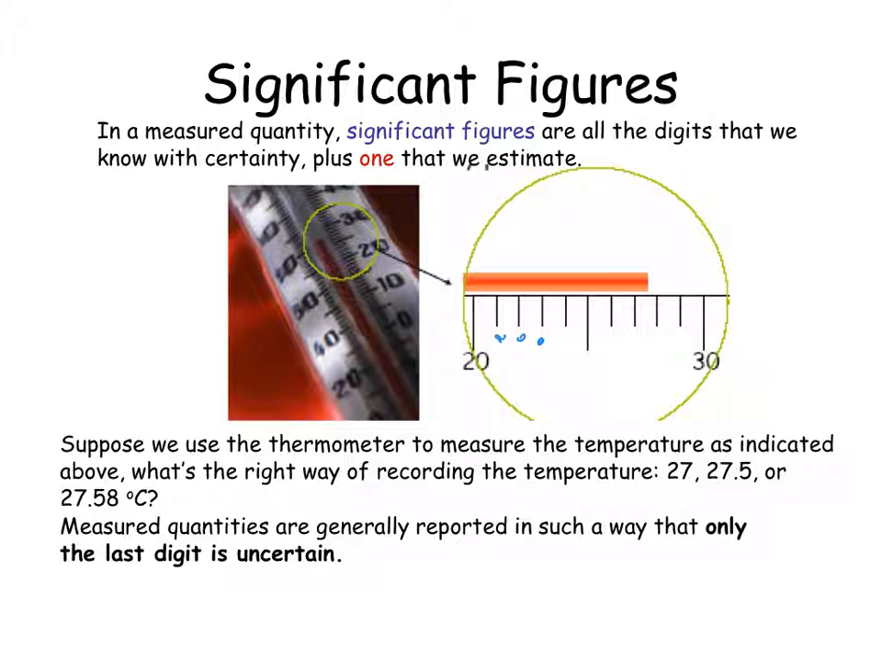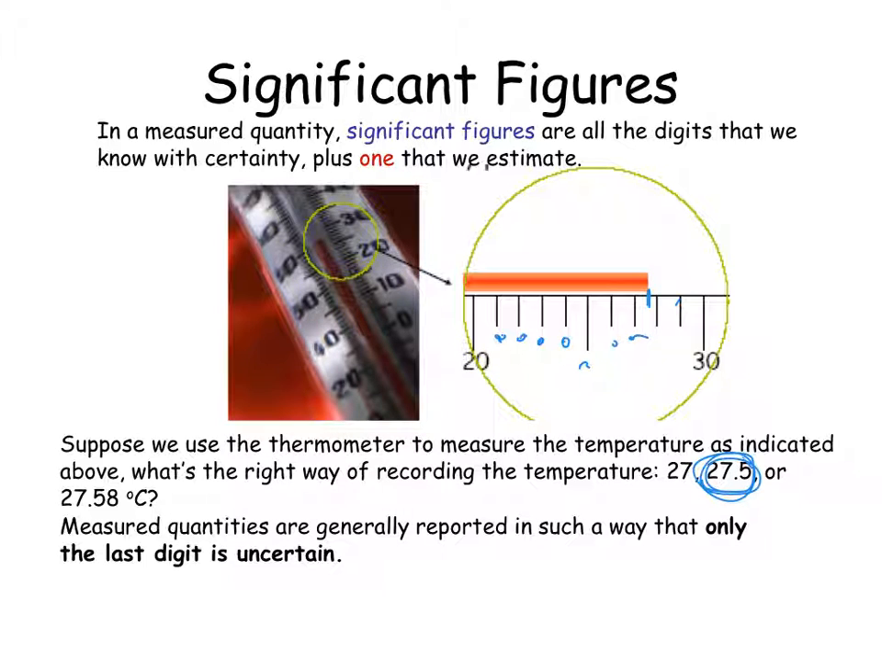So if we look at this, we know that it's 20, 1, 2, 3, 4, 5, 6, 7. It's somewhere between 27 and 28. And so we can estimate that it's about halfway between 27 and 28. So looking at these options, we would choose 27.5. 27.58 is too specific for the tool that we're using.